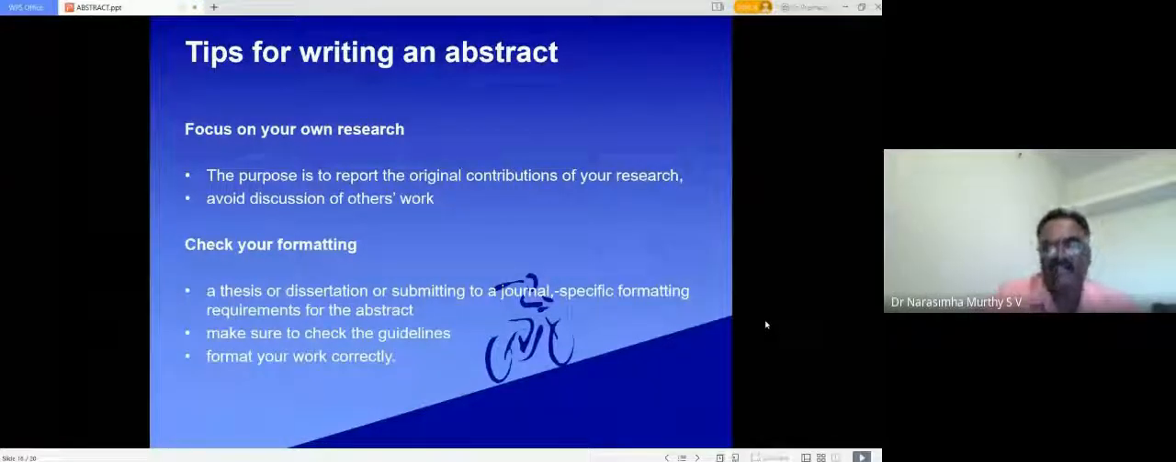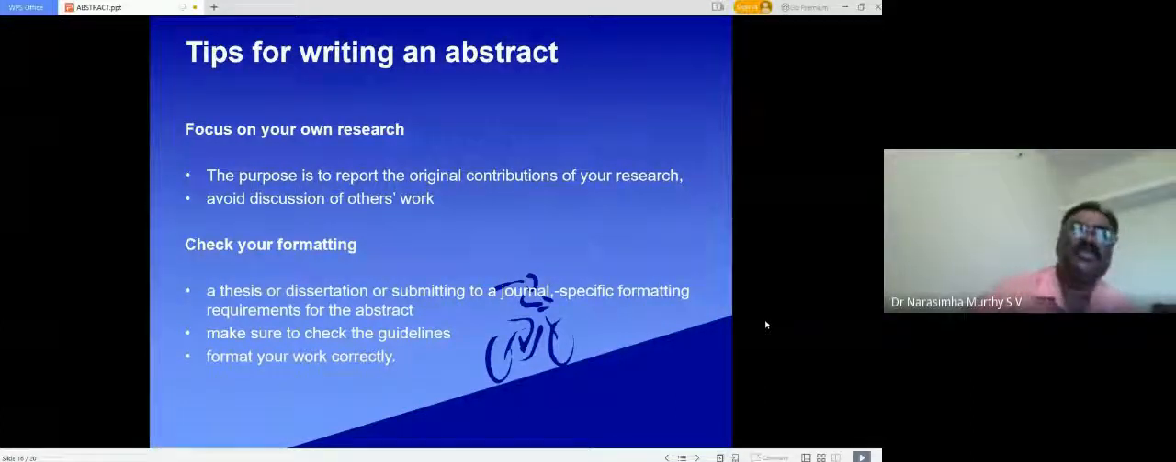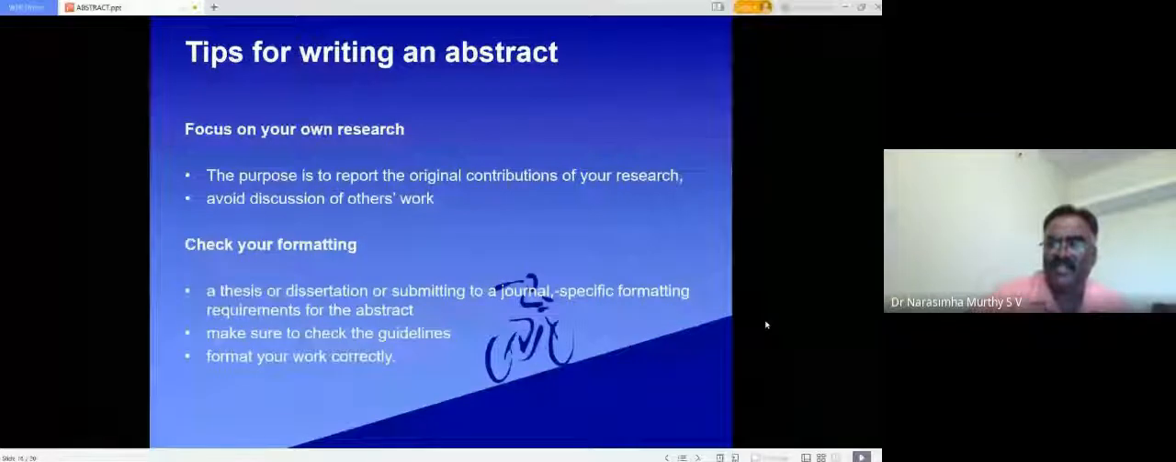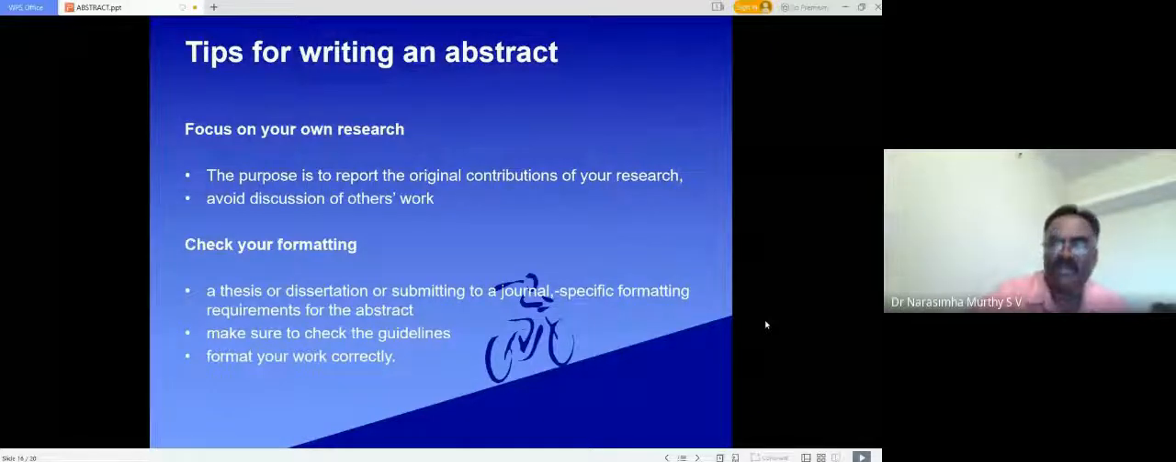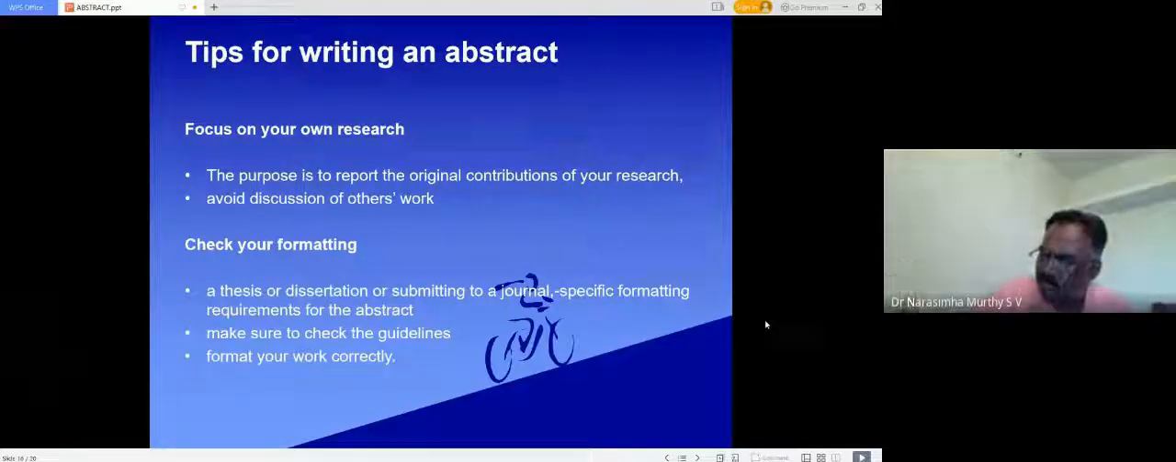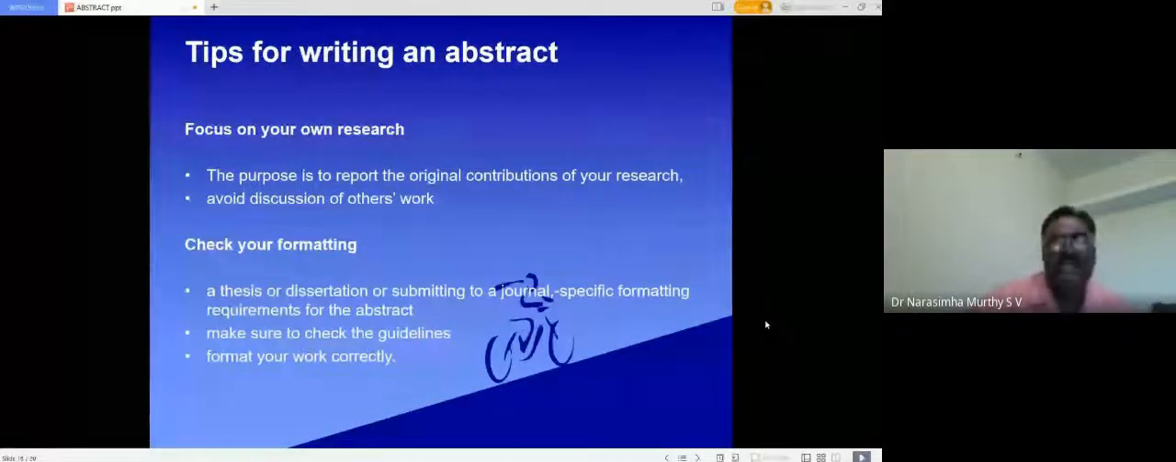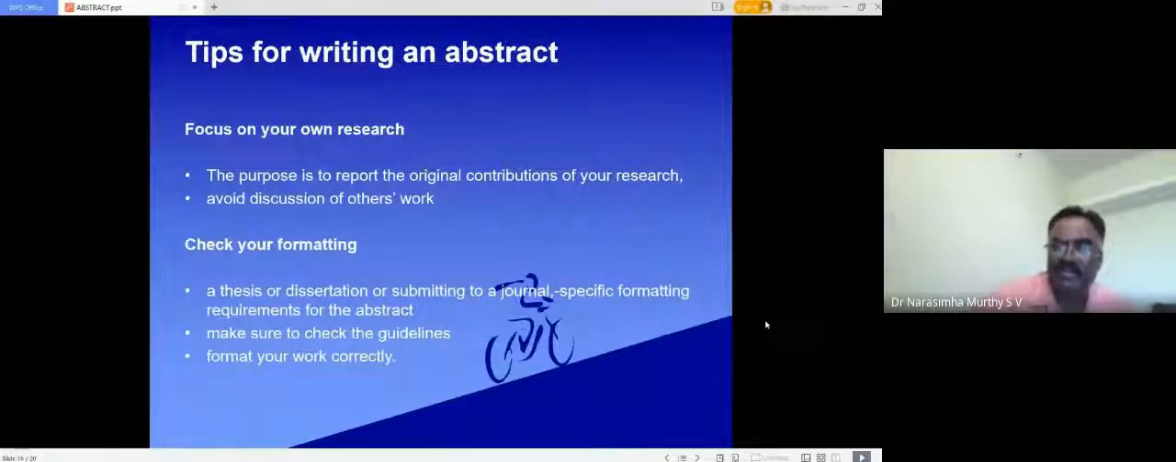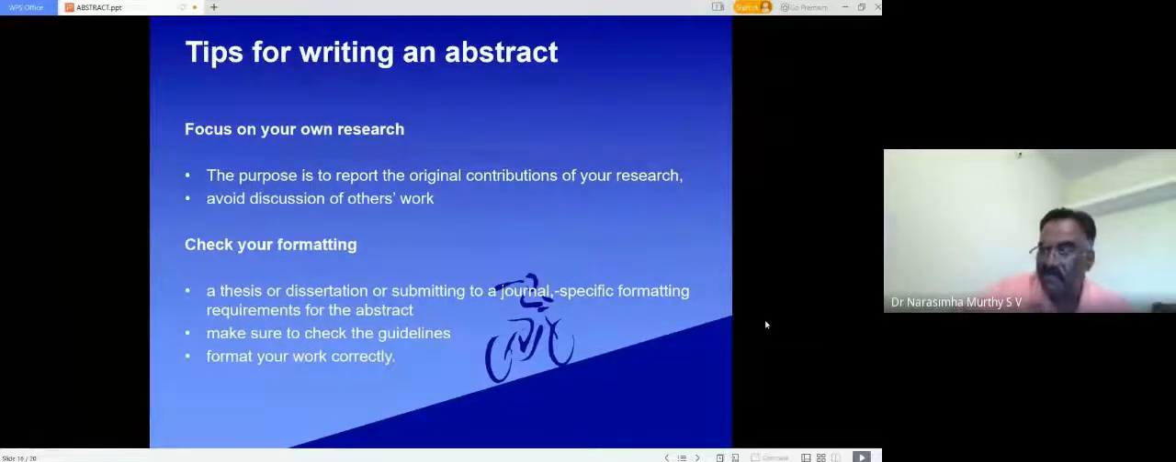The next tip is to check your formatting, because most of the time when we write a research paper, we would like to get it published. And every thesis, dissertation, or journal has some specific formatting requirements. Follow them as much as possible, so that you better your abstract. Check the guidelines before you start writing, while writing, and after completing your writing. At all three stages, make sure that you are following the guidelines, and your work should be correct and formatted properly as much as possible.